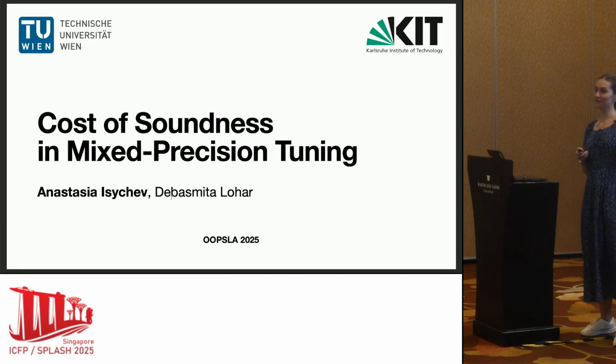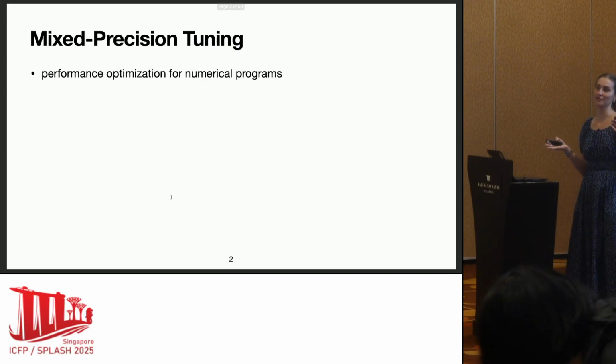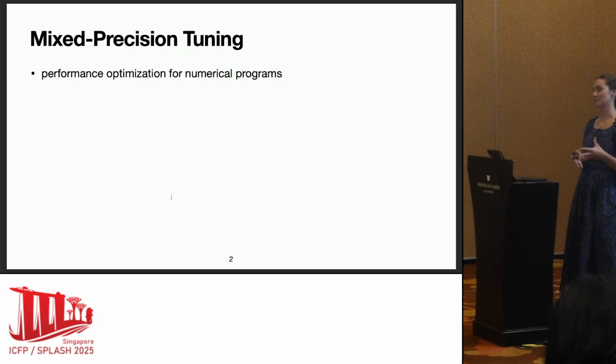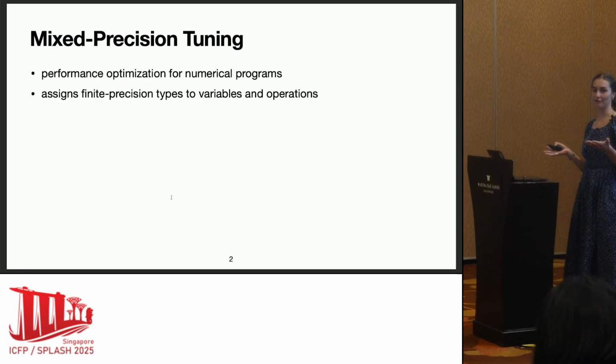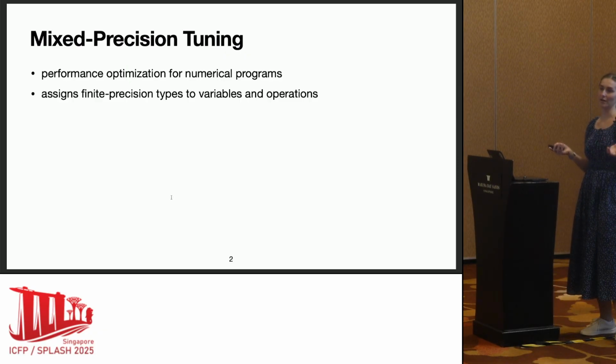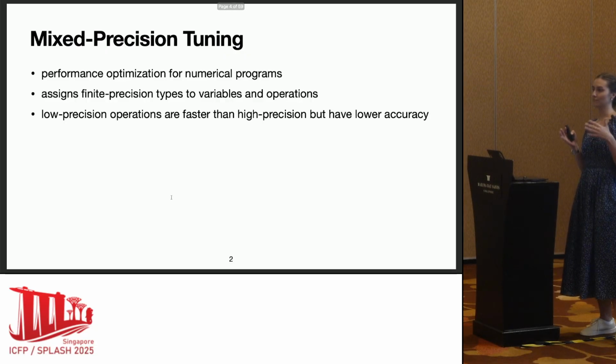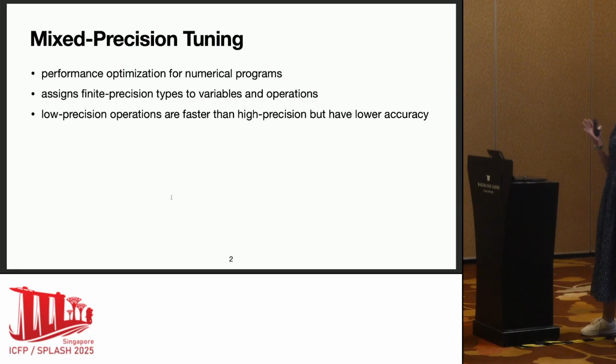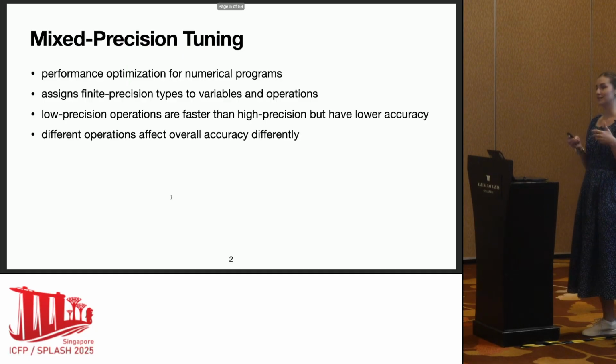All right, so today I'm going to talk about the cost of soundness in mixed precision tuning, but first let me clarify what mixed precision tuning is. It is a performance optimization designed specifically for numerical programs, and it assigns potentially different finite precision types to variables and arithmetic operations. It is based on the observation that operations performed with fewer bits in low precision are generally faster than the same operations performed in higher precision, but they have lower accuracy. And secondly, different operations inside one expression contribute differently to the overall accuracy of this expression.